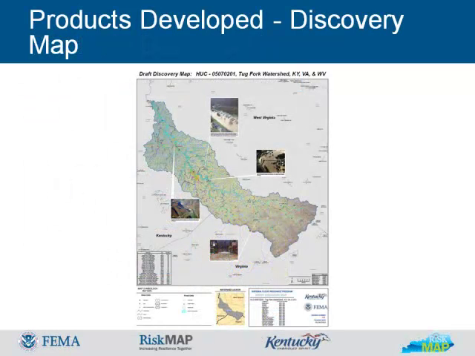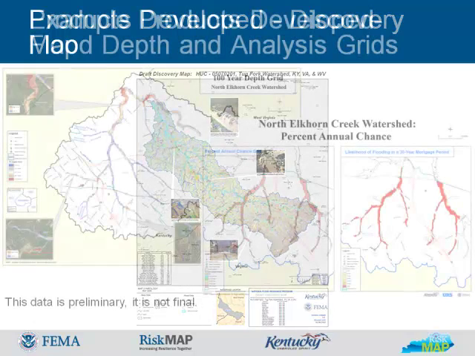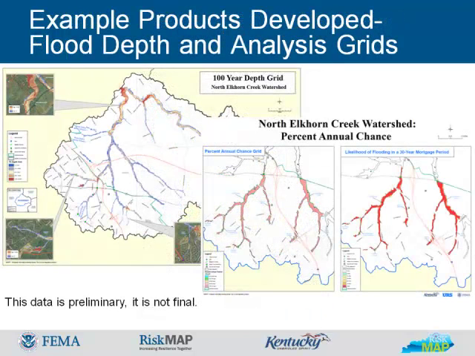Discovery maps include the following information: areas of mitigation interest, community information, loss information, floodplains, National Flood Insurance Program dates, and provides a visual representation of data collected from discovery. Flood depth and analysis grids datasets provide a wide variety of information associated with determining and visualizing flood risk. Examples of the multiple datasets are shown on this slide.